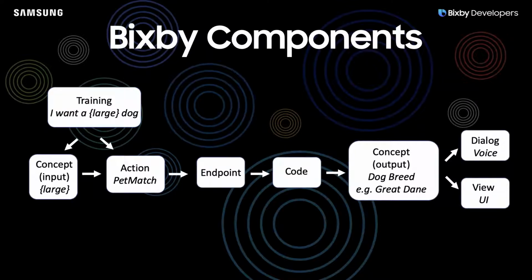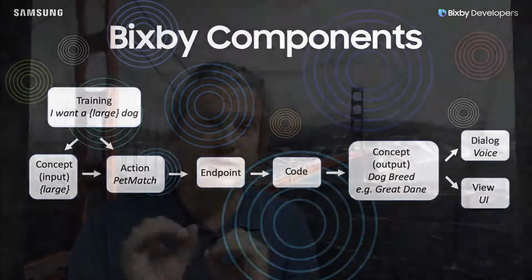So you saw I said I want a large dog, so I had to train Bixby for that, and it picked up large, which is a concept, which Alexa would call a slot, and then there was an action, which Alexa would call an intent, which is pet match. Then there was an endpoint that pointed to the code that actually had the logic, in this case an API call to go find a dog, and then output a Great Dane, which to Bixby is called a concept as well, and then it spoke and said, hey, a Great Dane is your recommended dog, and that was the dialogue or the voice. I did not have a UI here, but Bixby calls their UI a view. So these are all the components of a Bixby application.